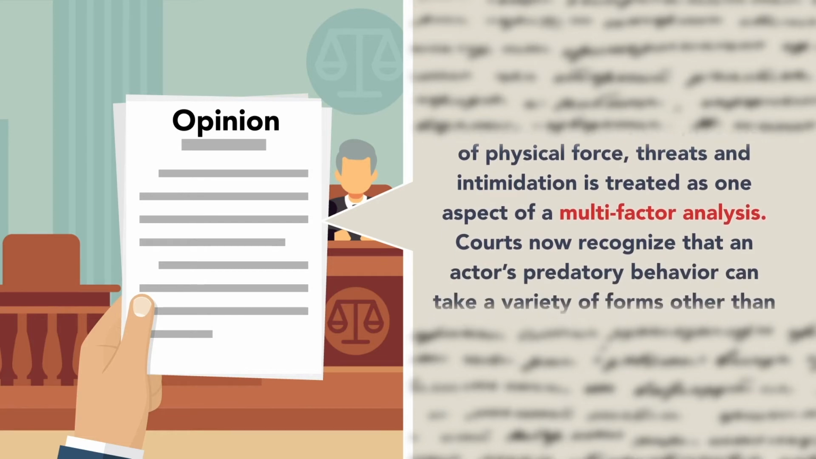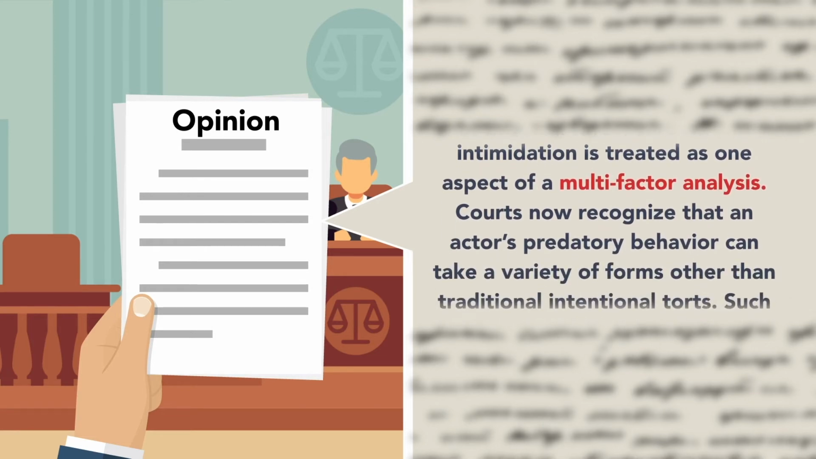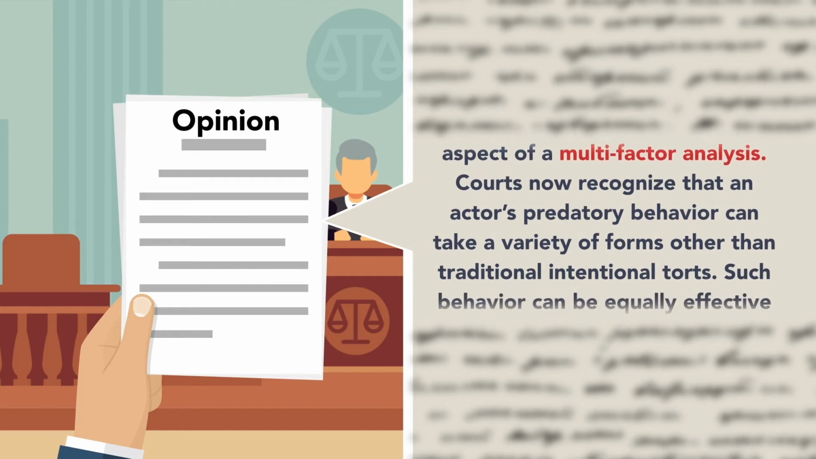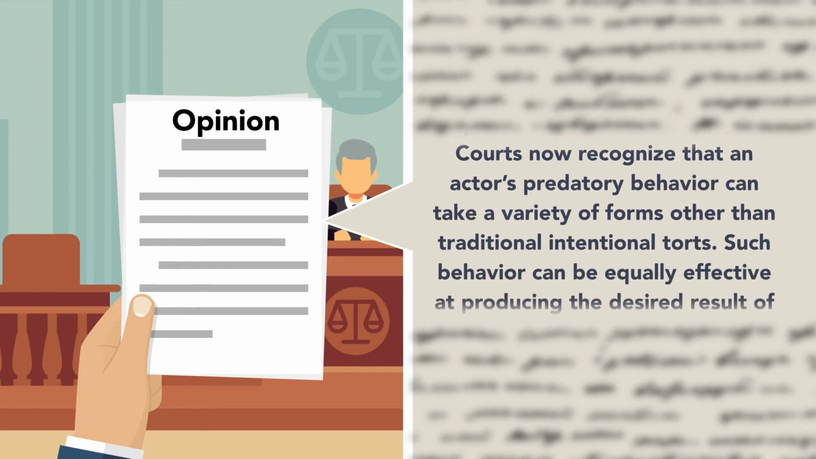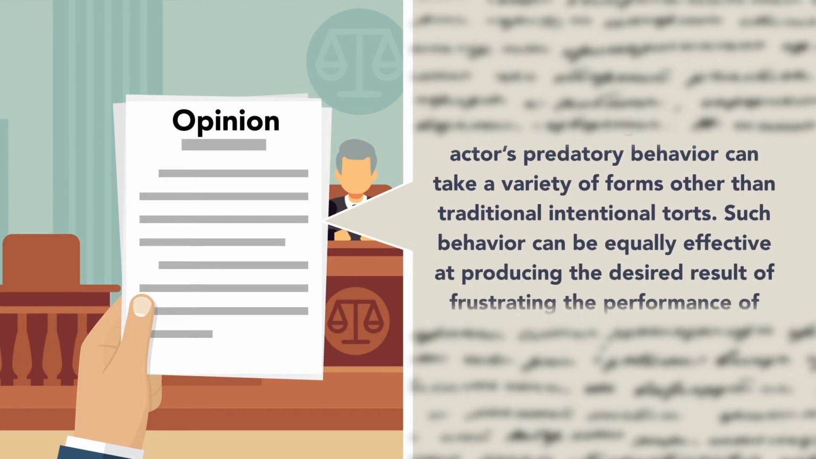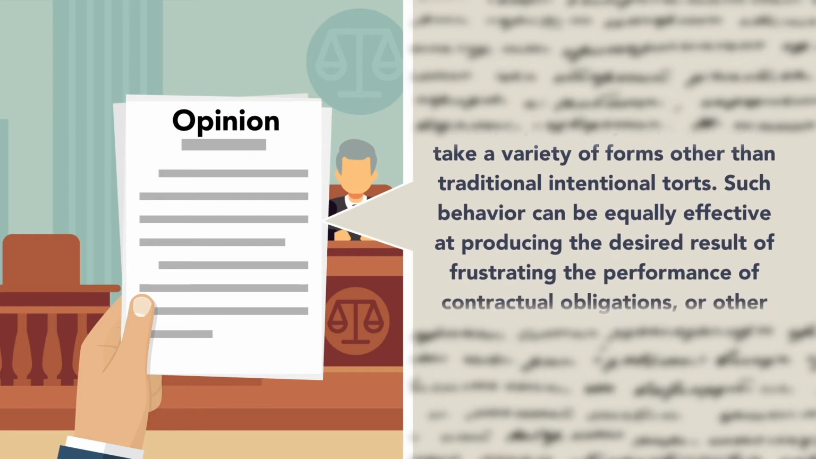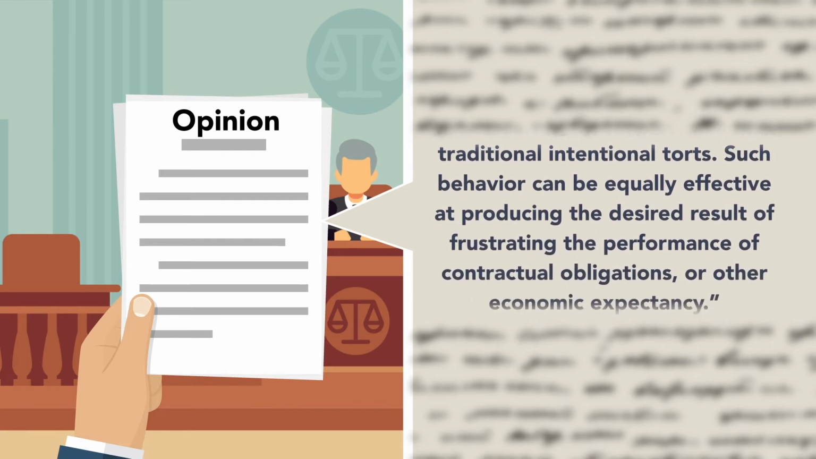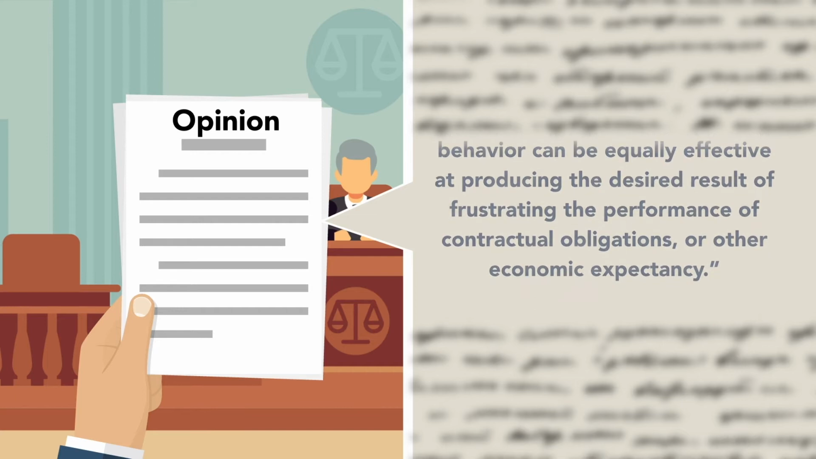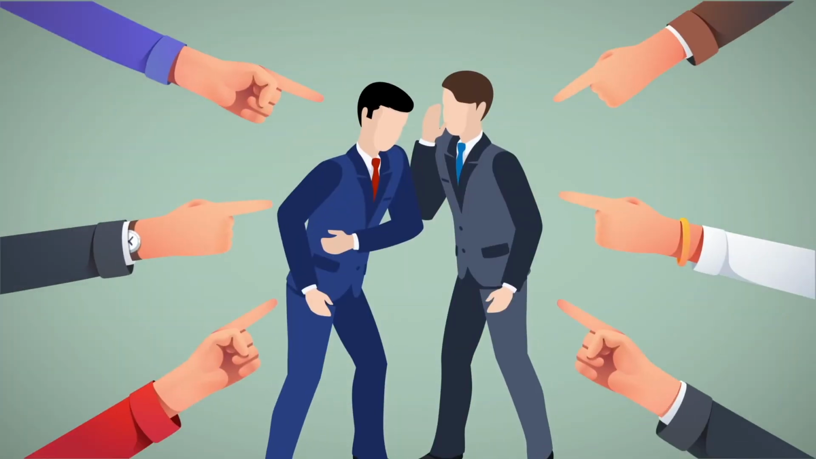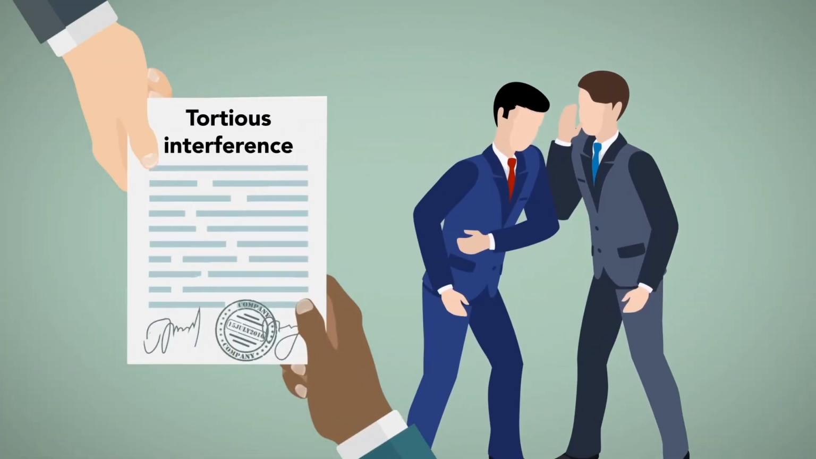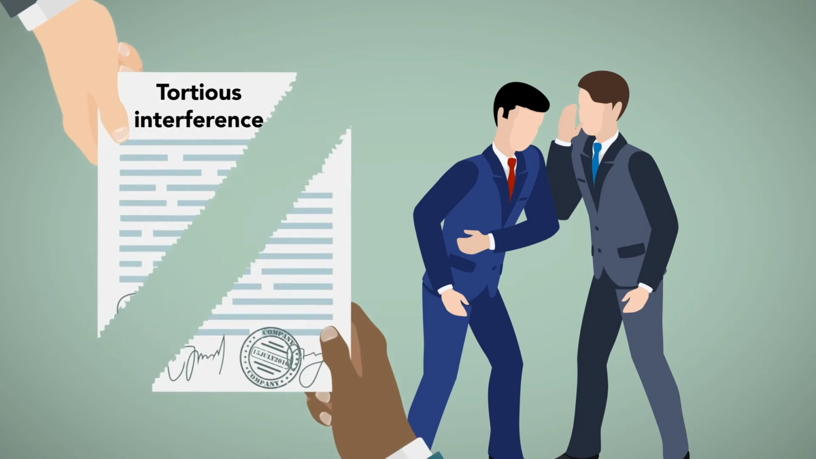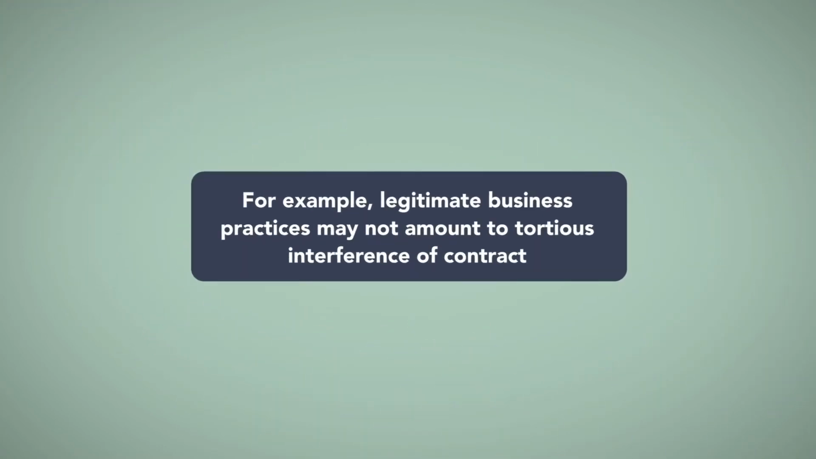Courts now recognize that an actor's predatory behavior can take a variety of forms other than traditional intentional torts. Such behavior can be equally effective at producing the desired result of frustrating the performance of contractual obligations or other economic expectancy. Even if interference is proven, sometimes that interference does not rise to the necessary level for tortious interference. For example, legitimate business practices may not amount to tortious interference of contract.